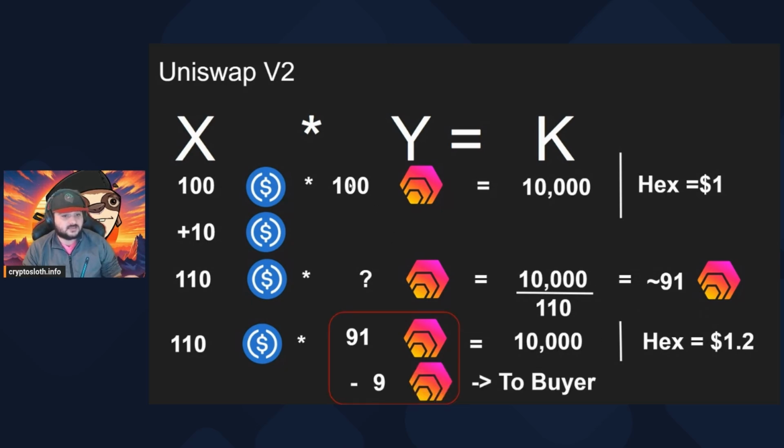Well, if we take this 100, we have 100 tokens originally. We have 91 left over after the swap, which means 9 tokens are going to the buyer. Now, one important thing to note is that the price of Hex was $1, and you would expect if you put $10 in, you should get 10 Hex tokens out. Well, this person only got 9. And that's a really important concept to understand.